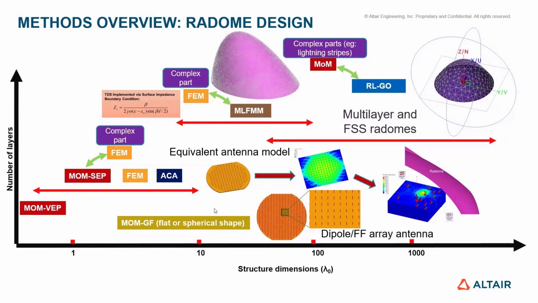These are the solver methodologies available using FICO, based on the structural dimensions and the number of layers. We propose the method of moments, volume equivalence principle, method of moments with planar Green's function. Also FEM and ACA are there. When the dimensions go up, we take the solvers accordingly, and once we have done ACA, we go ahead with the MLFMM solver. After that, for multi-layer and FSS radomes, we use the ray-launching geometric optics solvers. We did have a detailed session on these solvers in one of the earlier sessions.